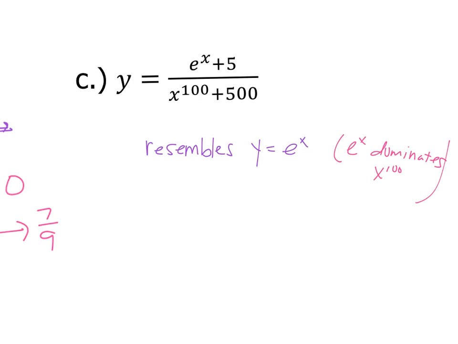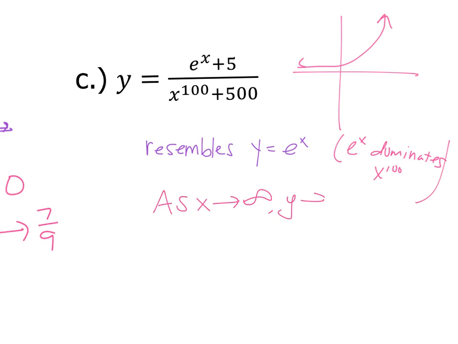So if we look at the function e to the x on our calculators, it's going to look generally like our basic exponential, like that. So we can see that as x gets closer to infinity, so does y. And then as x approaches negative infinity, we know that our exponential is going to go to 0.